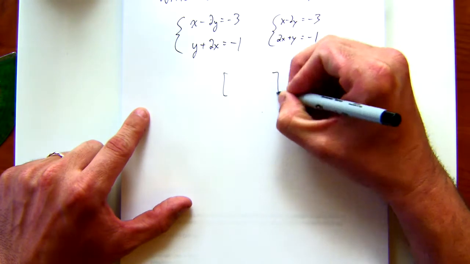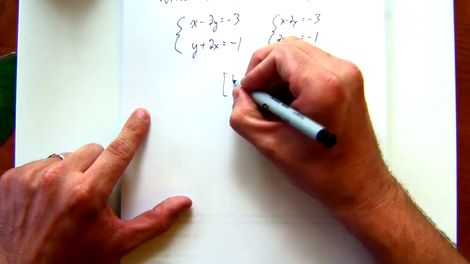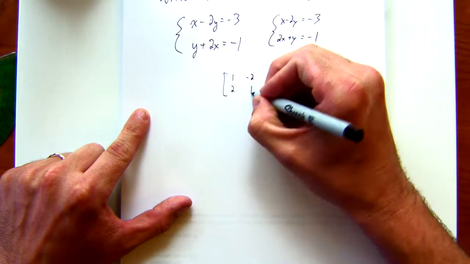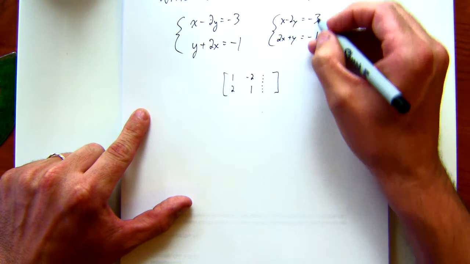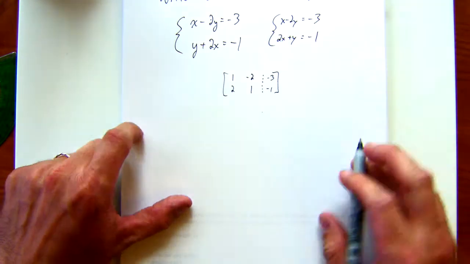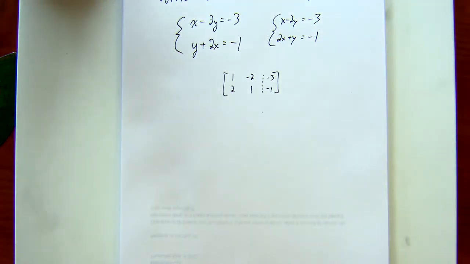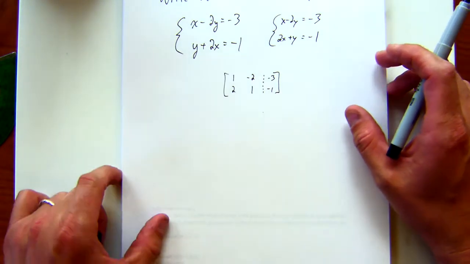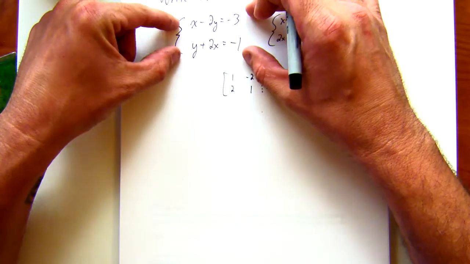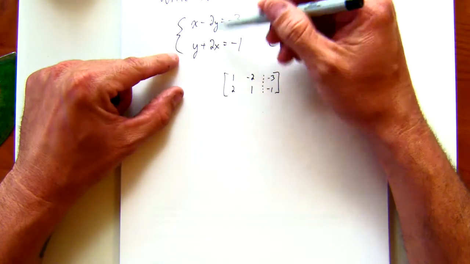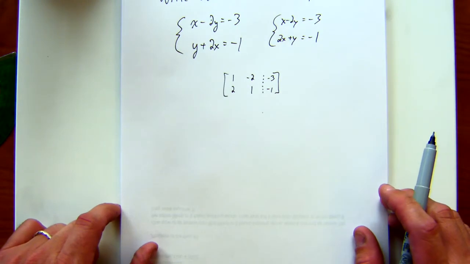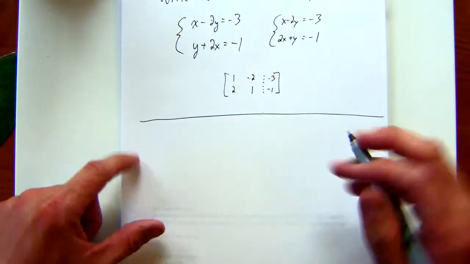And what is the matrix going to be? 1, negative 2, 2, 1, dotted line, negative 3, negative 1. Any questions? Okay. So what we've done so far is we're learning a new way to make a notation for a system. So instead of having to write all the variables out, we can write it a little bit simpler with just the numbers. Okay? We can also go the other way.